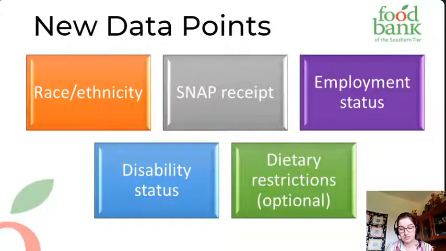In this video, I'm going to explain how we arrived at these data points as important and what we're hoping to gain from asking them. And then at the end, I'll touch on some of the additional questions that your agency may be able to ask. So we are adding race, ethnicity, SNAP receipt, employment status, disability status, and then if your agency chooses, you can also track dietary restrictions.